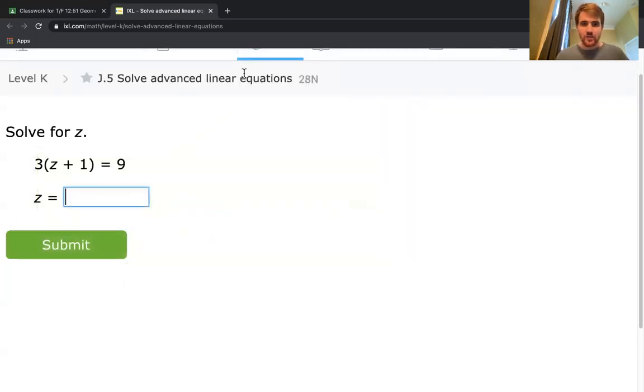All right, let's try this one. We have 3(z plus 1) equals 9. Now I'm going to solve this problem and I'm going to make a mistake when solving it. I'm going to make this mistake on purpose. I want you to see if you can figure out what the mistake is.